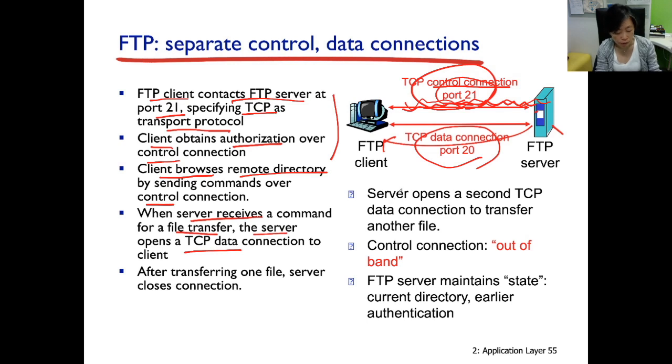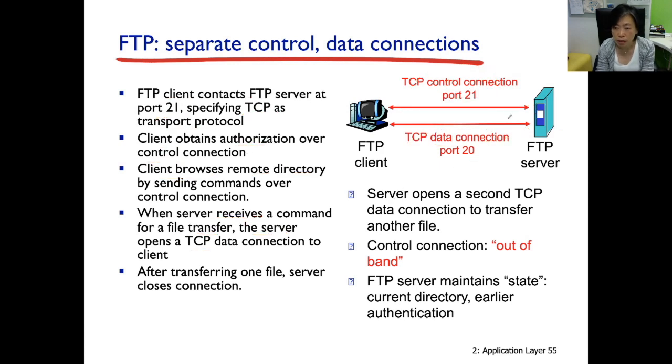After transferring a file, the server is going to close the data connection while the control connection remains on. If the server needs to send another file, it would start yet another TCP connection and send the file over there. So such separation of control and data content on different channels in communication, we call it out-of-band communication.